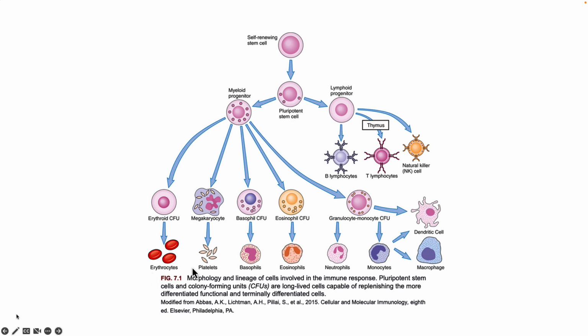The myeloid progenitor is what's going to generate the majority of our innate immune response. It also generates our red blood cells and our platelets, but you see various white blood cells, including basophils, eosinophils, neutrophils, and then monocytes, which can derive into macrophages or dendritic cells. So we have a number of different cells of the immune system, but they all come from the same place.